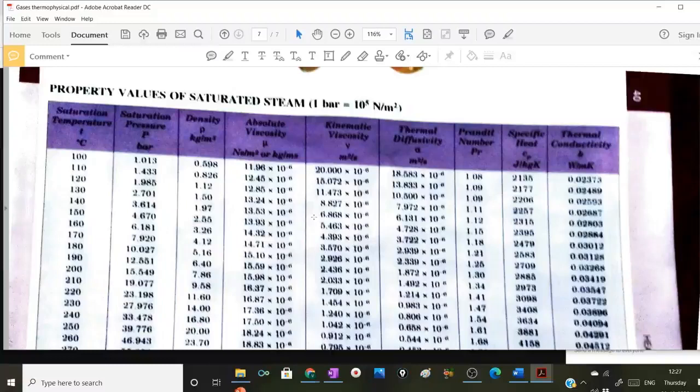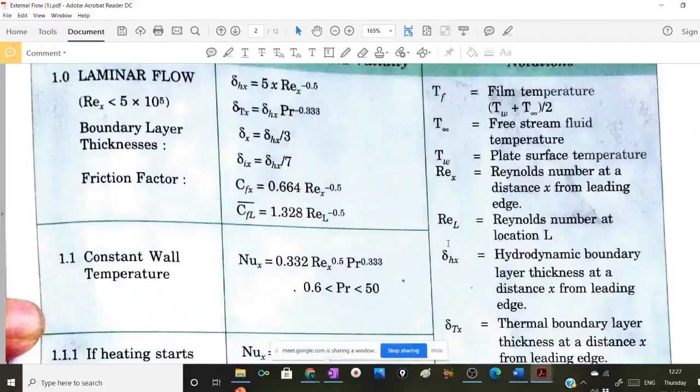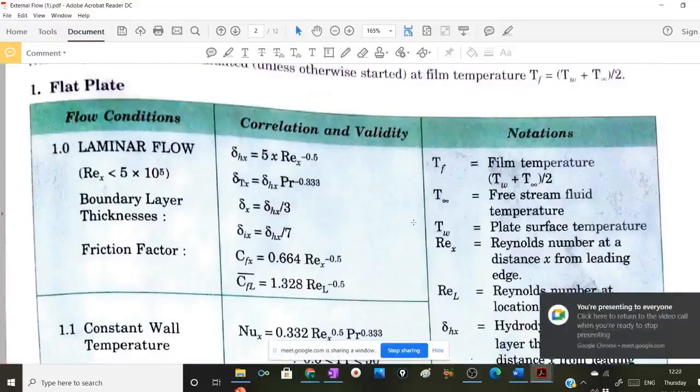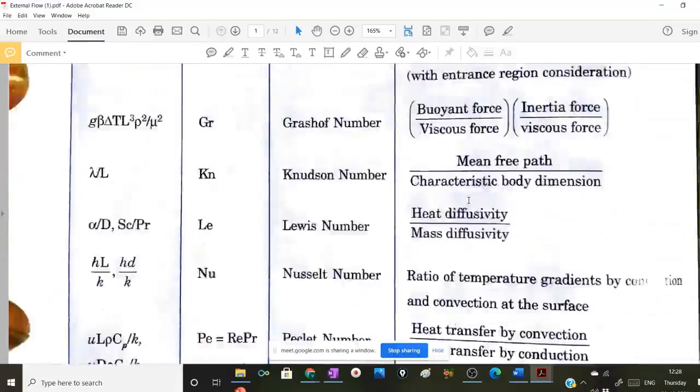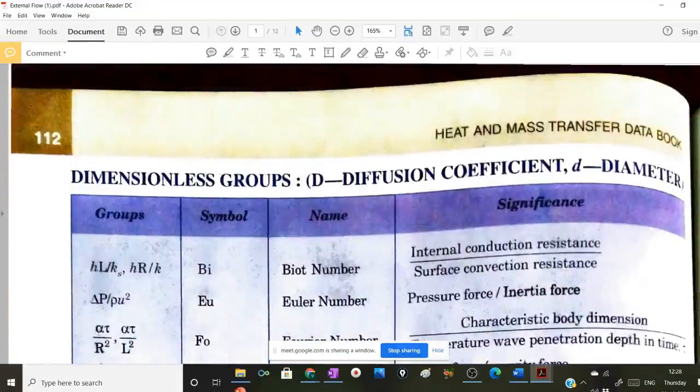So this is one set of tables we are supposed to refer to while solving problems on forced convection, either external flow or internal flow, or free convection. Okay. Another set of tables, please refer to page number 112. In my data book, it is given on 112. I hope all of you have got this page.